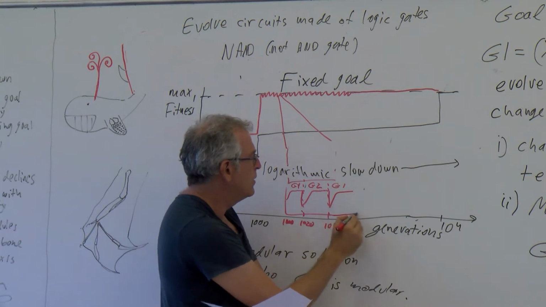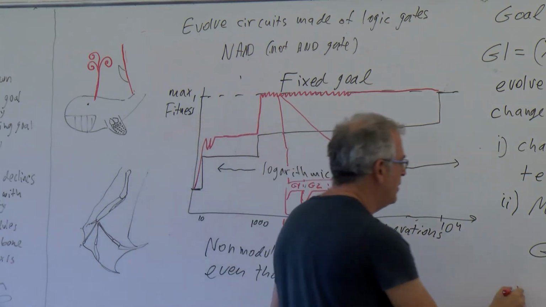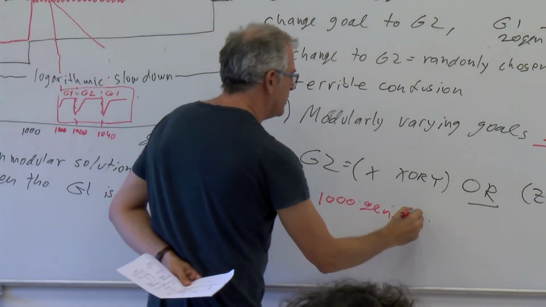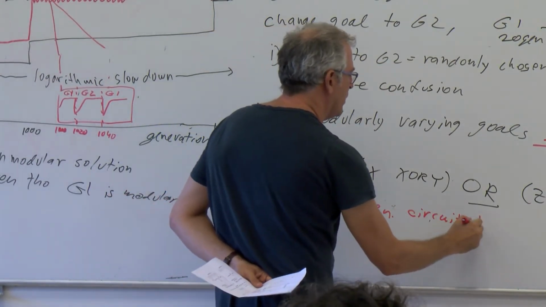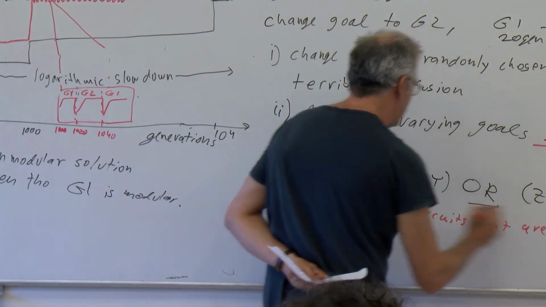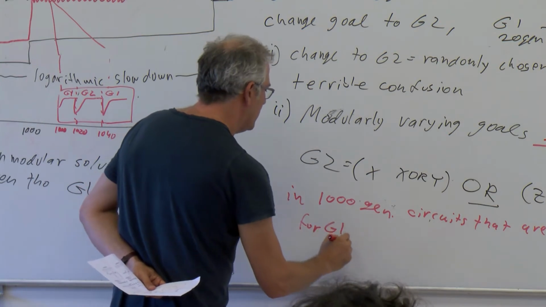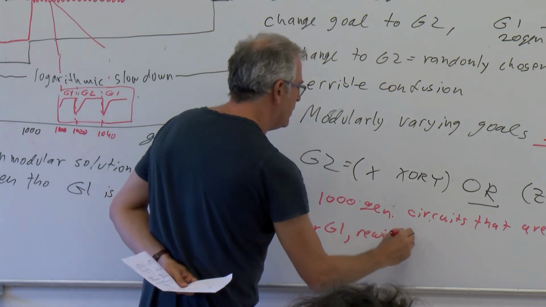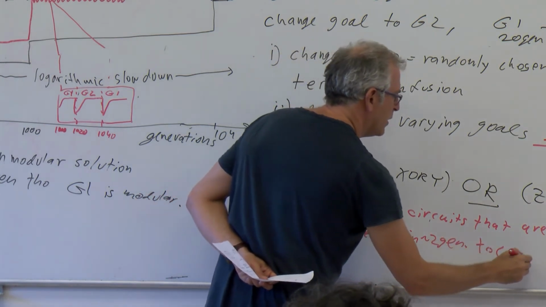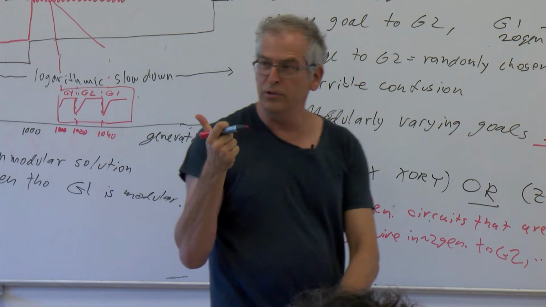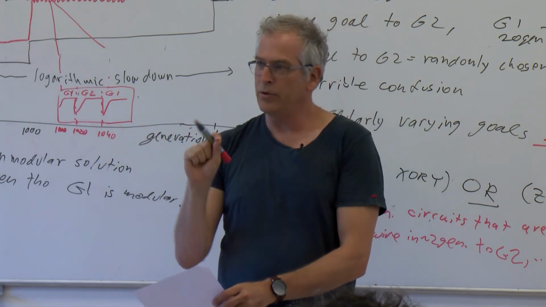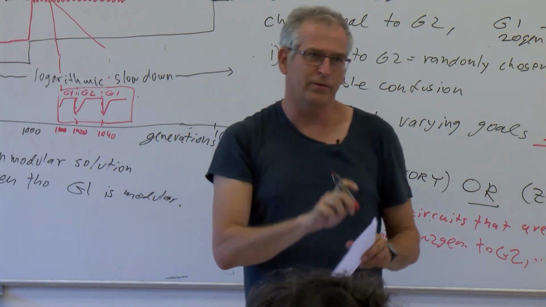So what you get here, in 1,000 generations, you get circuits that are perfect for G1, and then rewire in about 2 generations to G2, and so on. So you get perfect solutions for 2 goals that are also rewirable solutions 10 times faster.